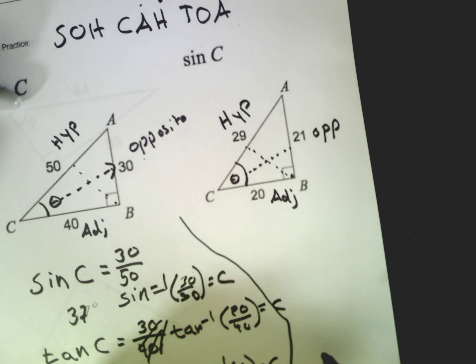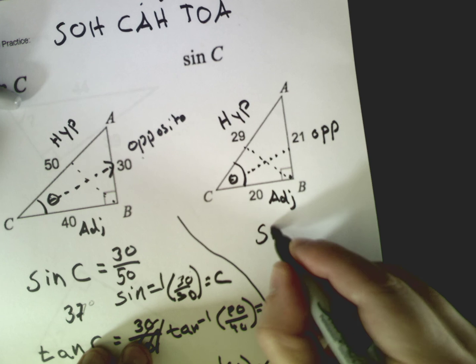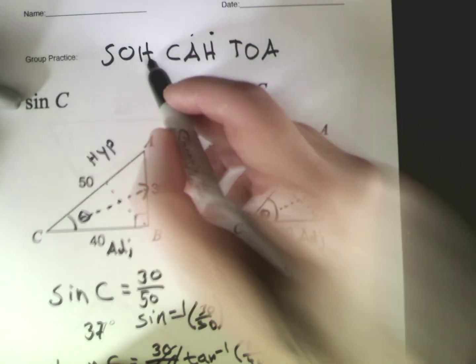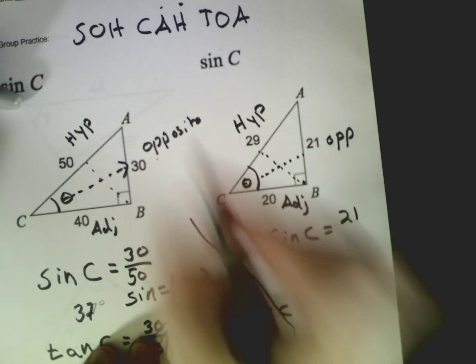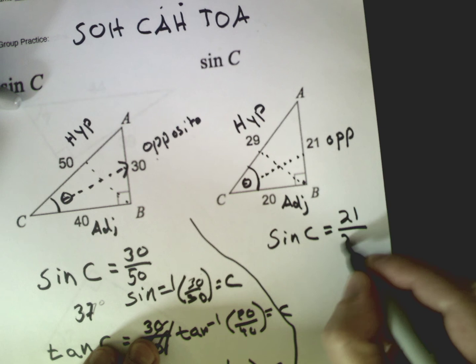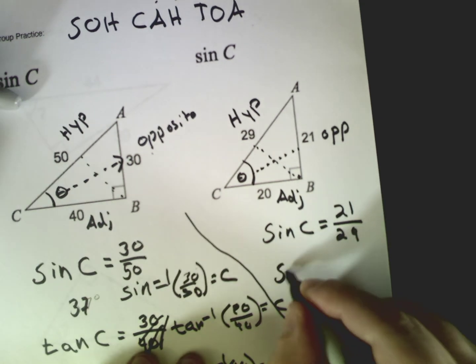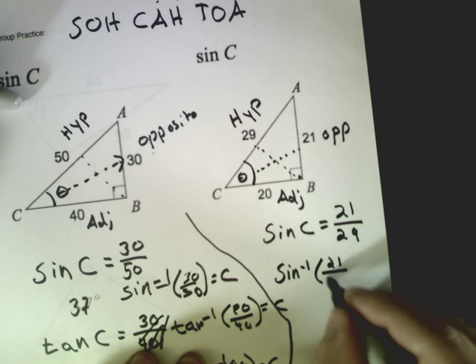All right, next step. Let's do it. Sine of C equals opposite over hypotenuse. Well, opposite in this case is 21. The hypotenuse is 29. Sine of C equals 21 over 29. Now with the calculator, I want to do sine -1, 21 over 29.